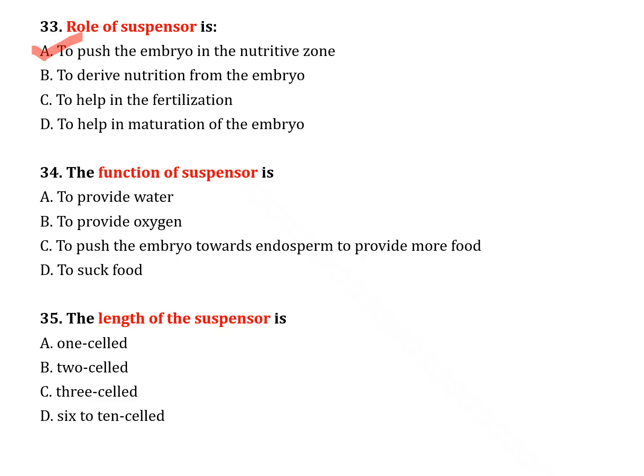The next question, number 34. The function of suspensor is: option A, to provide water. Option B, to provide oxygen. Option C, to push the embryo towards endosperm to provide more food. Option D, to suck food. Correct answer is option C, to push the embryo towards endosperm to provide more food. The next question, number 35. The length of the suspensor is: option A, 1-celled. Option B, 2-celled. Option C, 3-celled. Option D, 6 to 10-celled. Correct answer is option D, 6 to 10-celled.